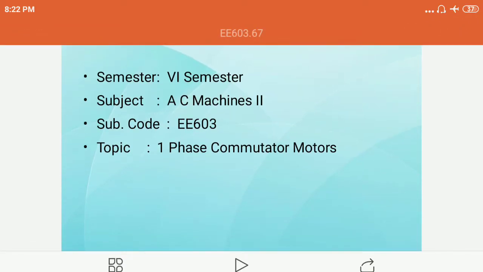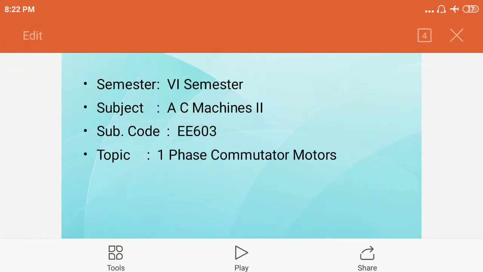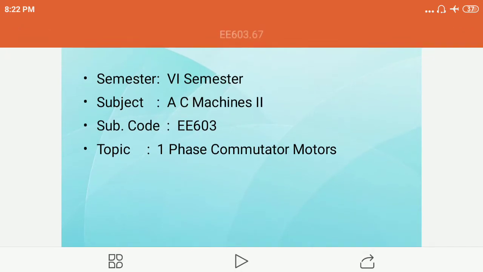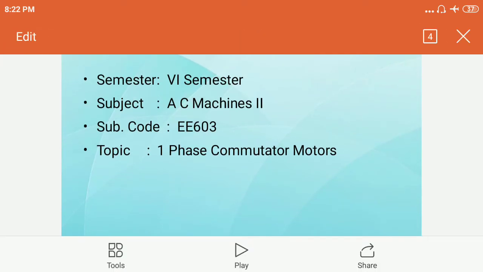AC machines 2. The topic is single phase commutator motors.